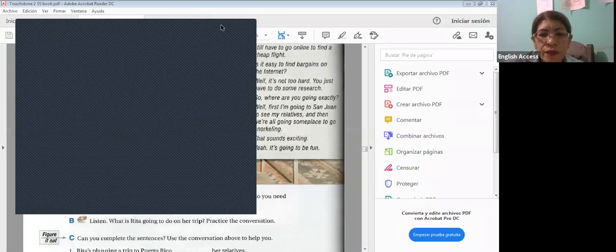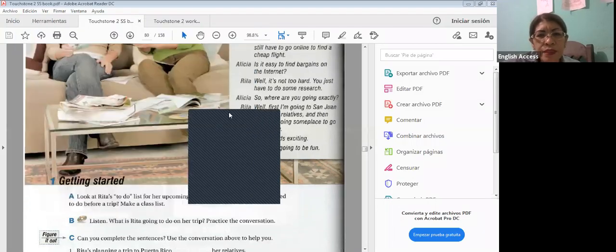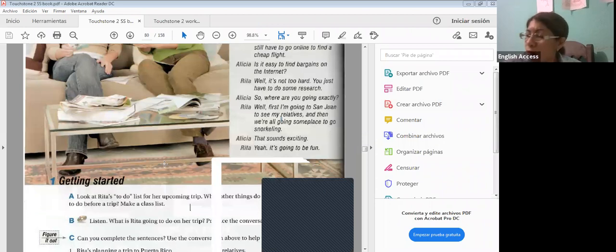Page 66. Okay, listen. Unit 7, Going away. Lesson A, Getting ready. 1. Getting started. B. Listen. What is Rita going to do on her trip? Practice the conversation.